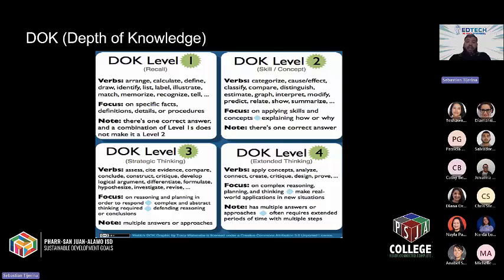It's not just a linear thought anymore. It's now, okay, here's the big picture. Let's bring it all together and let's identify what this question is going to have us answer. And that is the rigor that comes with the level 3 DOK. The main focus is going to be reasoning and planning in order to respond. Complex and abstract thinking is required, and defending reasoning or conclusions.